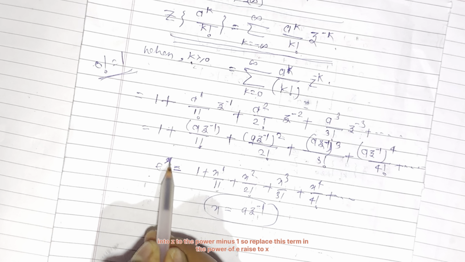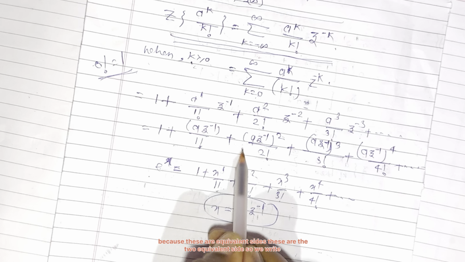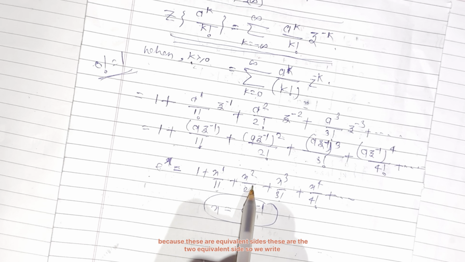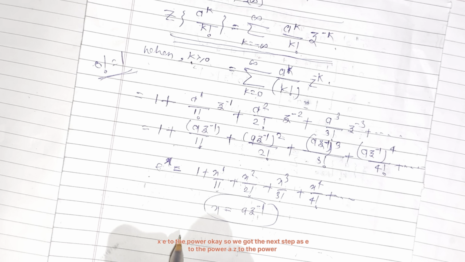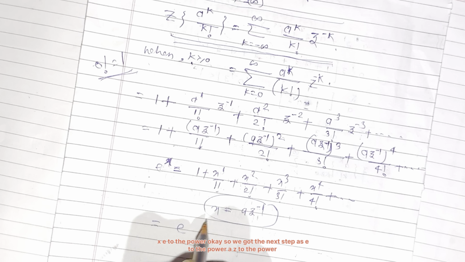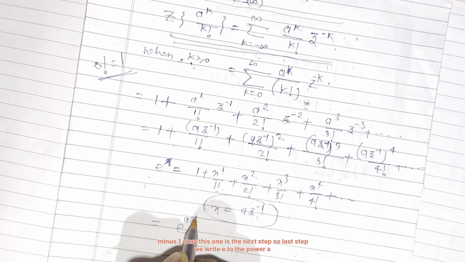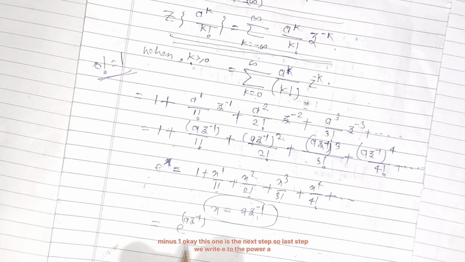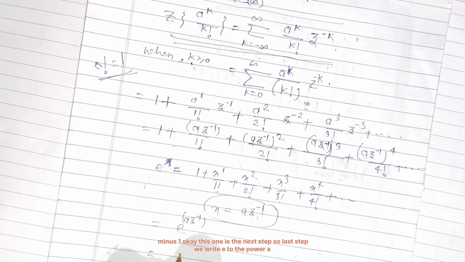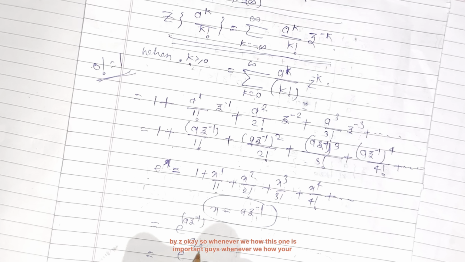So replace this term in the power of e raised to x, because these are two equivalent sides. So we got the next step as e to the power a z to the power minus 1. This one is the next step. So the last step we write is e to the power a by z.